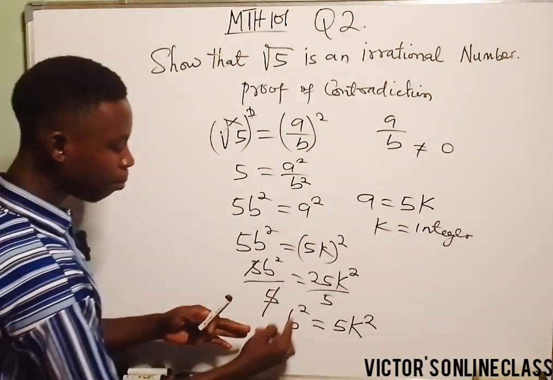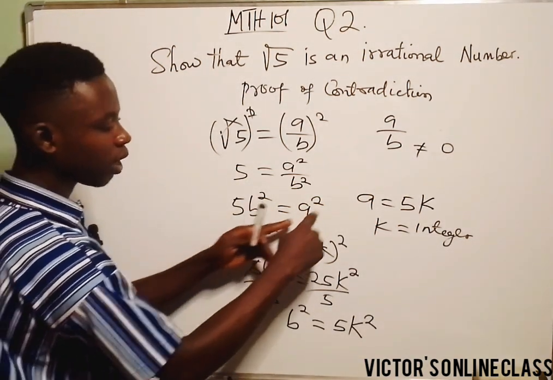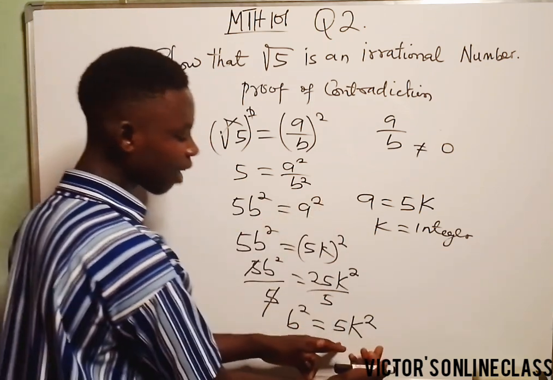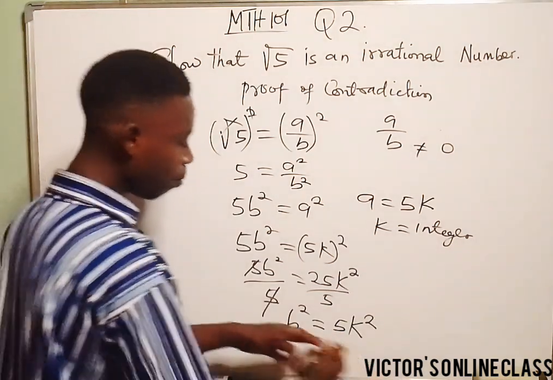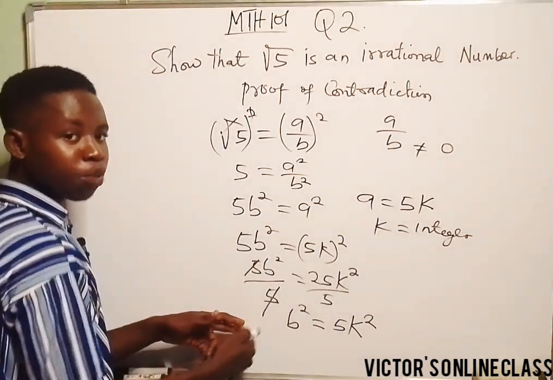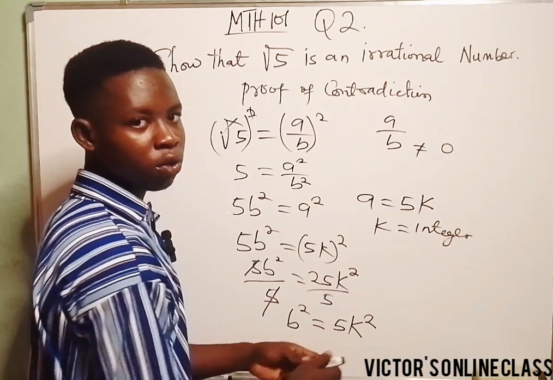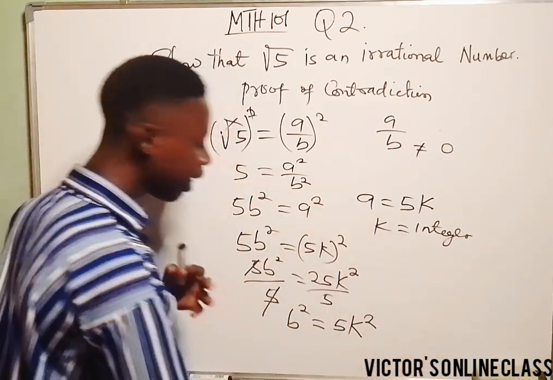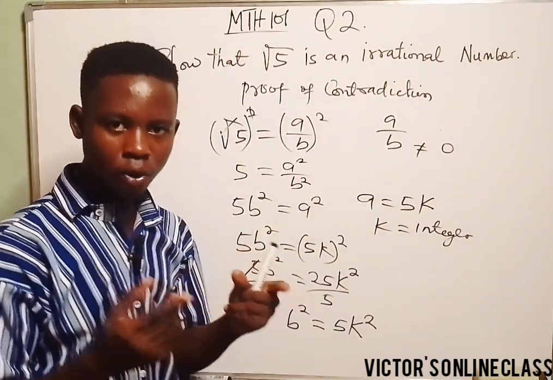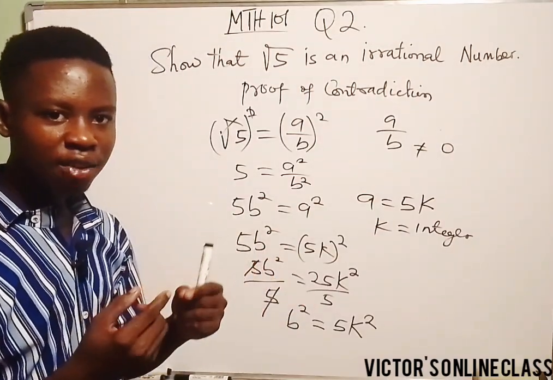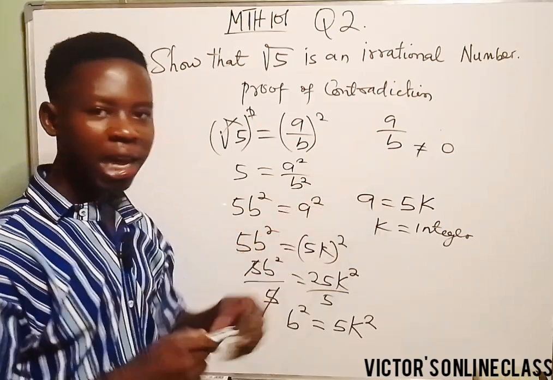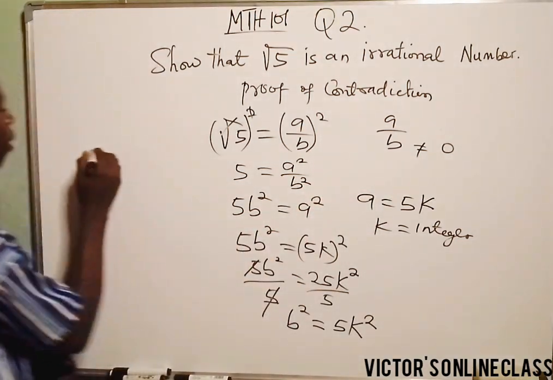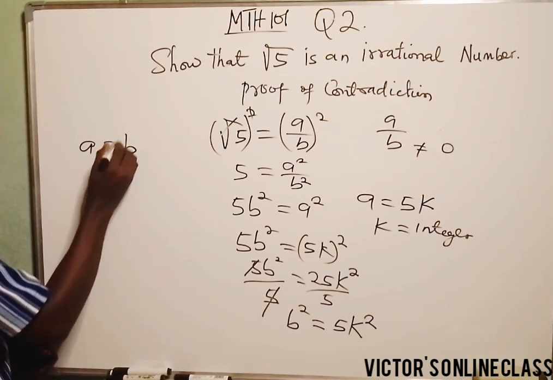Now we have 5b squared is equal to a squared, and then you have b squared is equal to 5k squared. Now on the right side we have 5k squared. Therefore, the left hand side b squared must be a multiple of the right hand side. You see that when you continue doing this, it will continue being a multiple of each other, which means that a and b are common multiples or common factors.